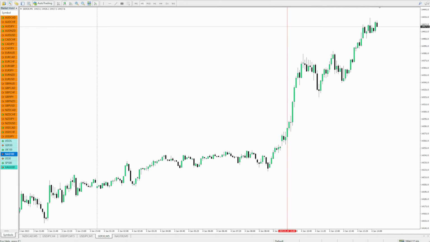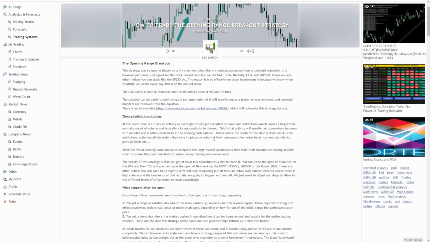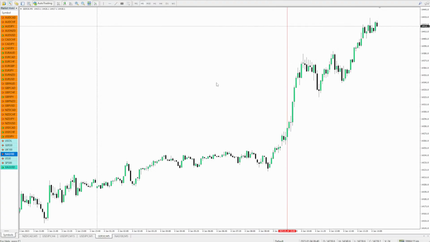I've detailed out the opening range breakout strategy on the MQL5 blog. I'll put a post in the chat to the blog, and I'll put it in the description as well. But obviously, don't go and read this now, because we're going to go through it anyway. This explains the opening range breakout strategy in detail, so if you want to go and have a read up about it, it's all there. But I'm going to explain it all on the charts.